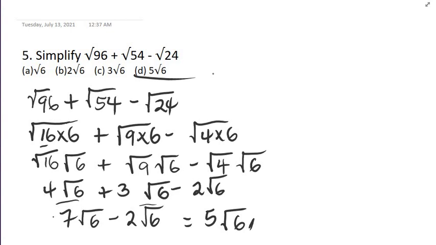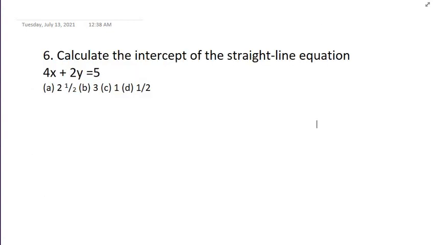Okay, we are going to move over to question 6. Question 6 asks us to calculate the intercept of the straight line equation 4x plus 2y equals 5. I want you to know that the slope-intercept form of a line is given by y equals mx plus b. Here, m is the slope and b is the y-intercept. So our equation needs to be rearranged into this form.